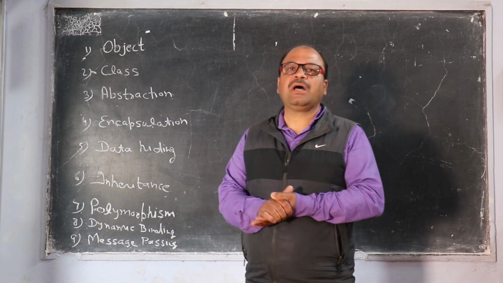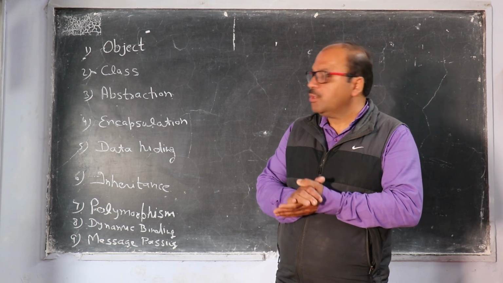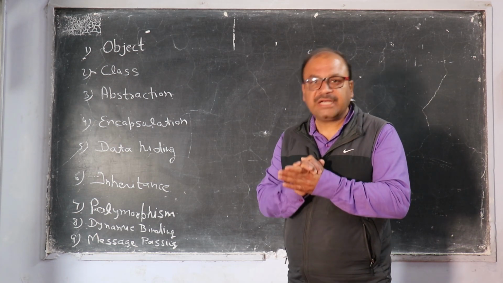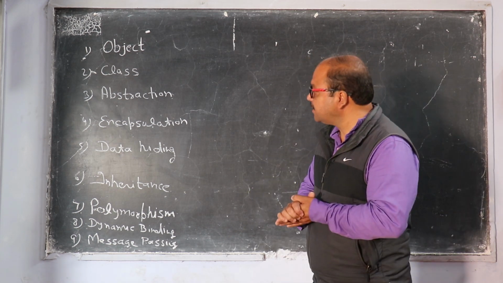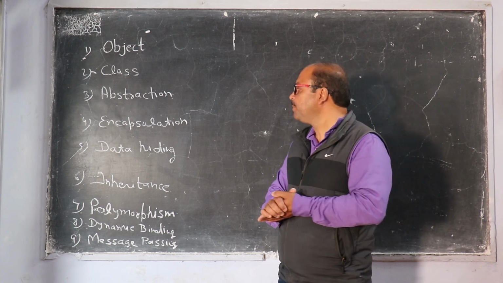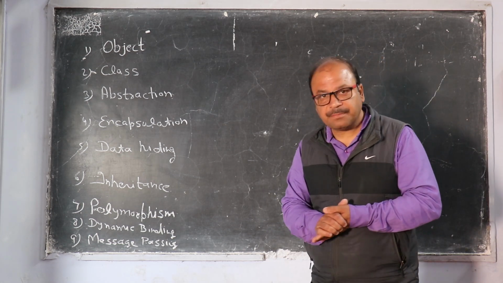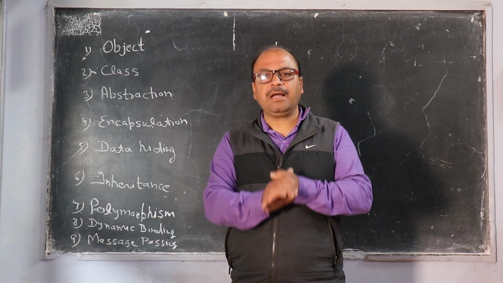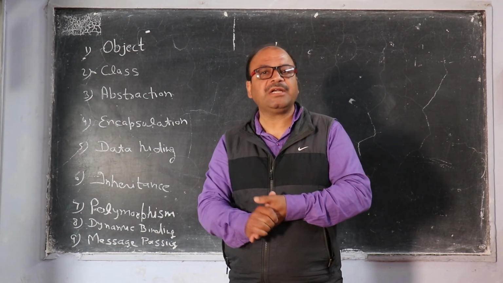Today we will discuss the basic concepts of the object-oriented programming language. The basic pillars of object-oriented programming using C++ are 9 in number: object, class, abstraction, sometimes called data abstraction, encapsulation, data hiding, inheritance, polymorphism, dynamic binding, and message passing. These are the 9 pillars of the C++ language, which is an object-oriented programming language.